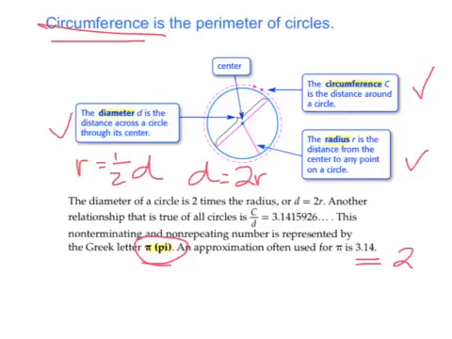That's also a form of pi. They could, if they're really nice, tell you just to use 3 for pi. So just read your directions. If your directions are not given, if there's nothing about it, we always use 3.14 for pi.